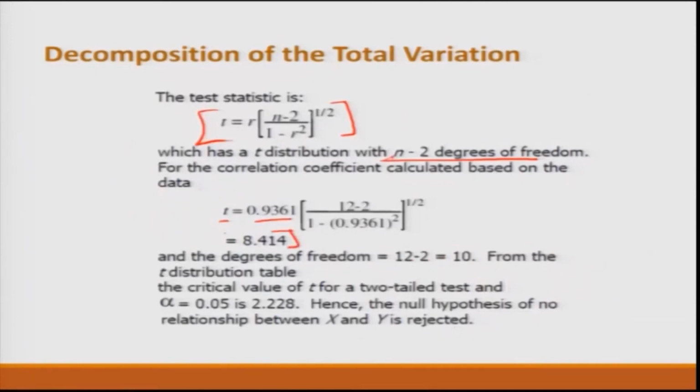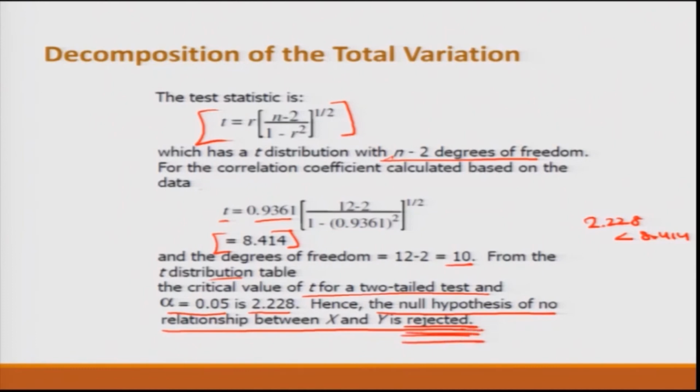So, the t statistic value is 8.414, and for the 10 degrees of freedom, from the t distribution table, the critical value of the two-tailed test for 95% confidence interval is 2.228. Hence, the critical value 2.228 is way less than 8.414. Hence, the null hypothesis of no relationship between x and y is rejected. That means there exists a relationship. So, this is one of the applications of the t distribution here.